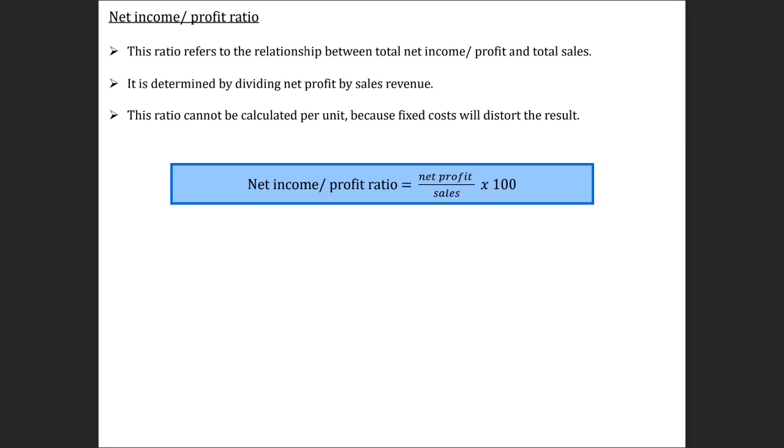I'll come back to the calculations just now. This is just a repetition of something we had done in Learning Unit 1. It's your net profit ratio.